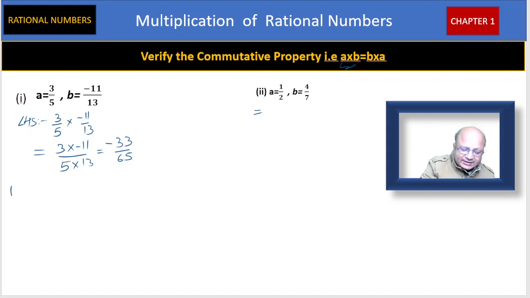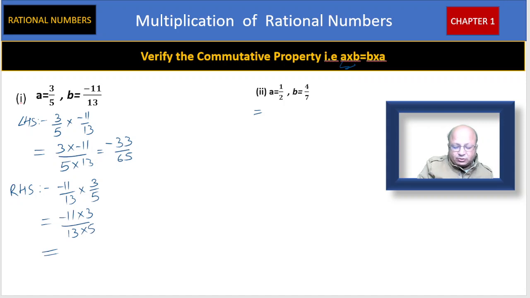So बढ़ते हैं RHS की तरफ. RHS will be minus 11 upon 13 which is B multiply by 3 upon 5 which is A. So minus 11 into 3 is numerator and 13 into 5 is the denominator. So minus 11 into 3 is minus 33 and denominator will be 65. So LHS is equal to RHS.